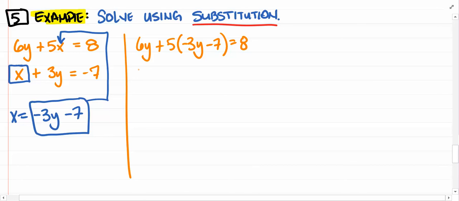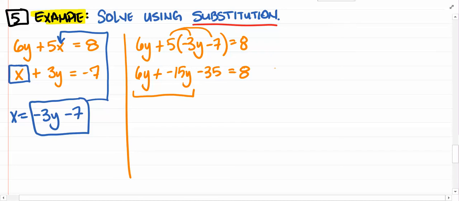And now I'm going to solve for y. Okay, so 6y is equal to 5 times negative 3y. Or, sorry, this is a plus sign, pardon me. 5 times negative 3y is negative 15y. 5 times a negative 7 is a negative 35. On the other side, I get a value of 8. Okay, now I'm going to combine these two. So I'm going to get negative 9y minus 35 is equal to 8.